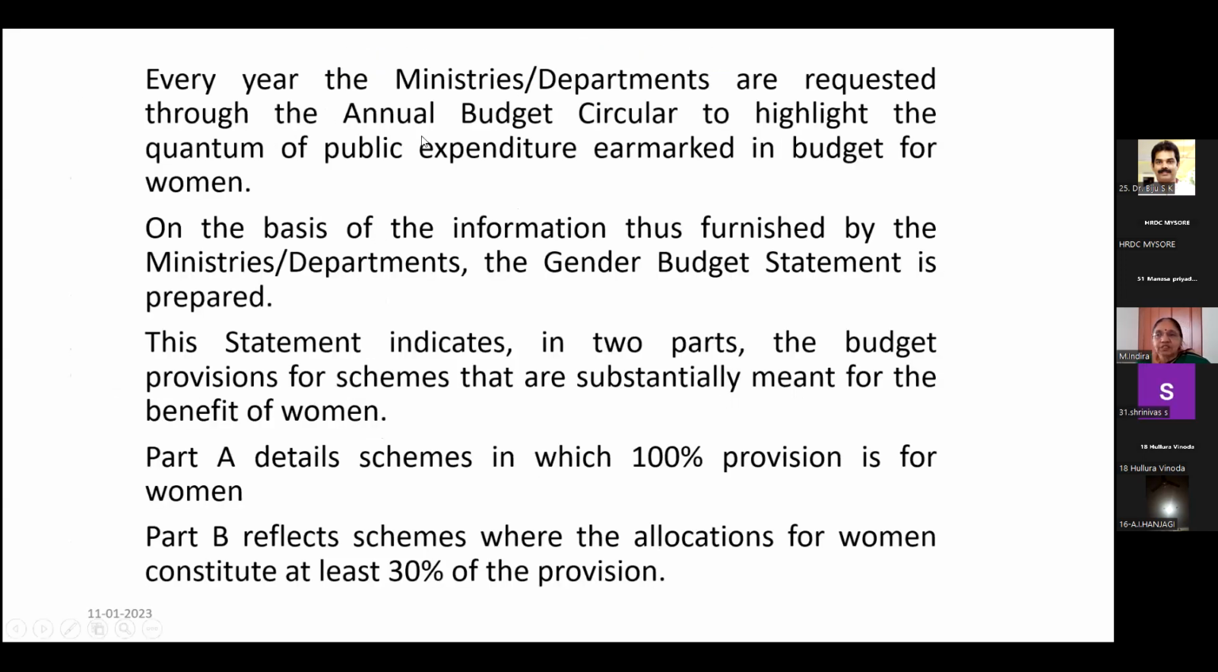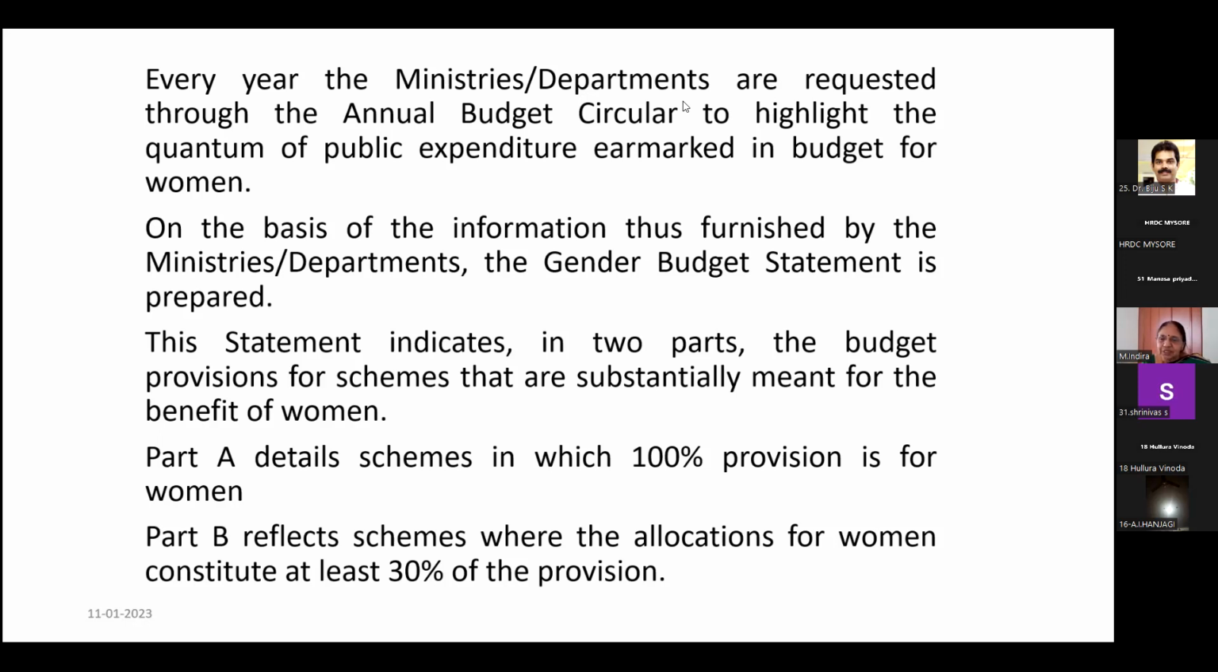Every year ministries and departments prepare the gender budget. They are requested through the annual budget circular, so every department gets one annual budget circular. In this circular, they are asked to give the quantum of expenditure earmarked in the budget for women. From them, they collect information for budget preparation. Each ministry and department will be supplying that information and using it in the preparation of the budget. On the basis of the information they get, the gender budget statement is prepared.